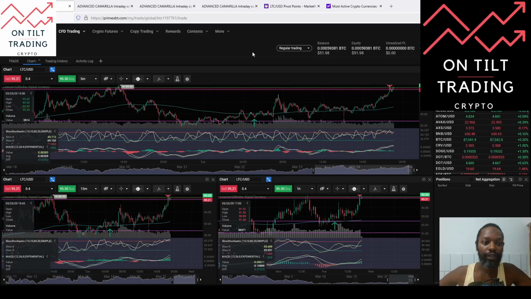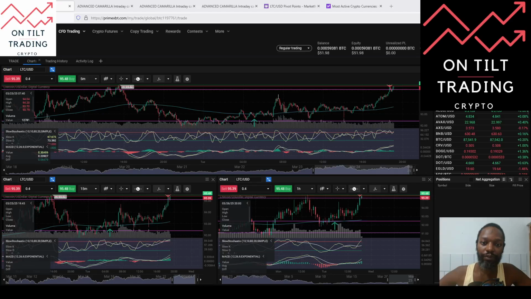Let's review my trade on Litecoin today. First, to put my charts into perspective, this is a candlestick area. These gray vertical bars are a volume profile. This is a slow stochastic indicator. This is the MACD indicator.